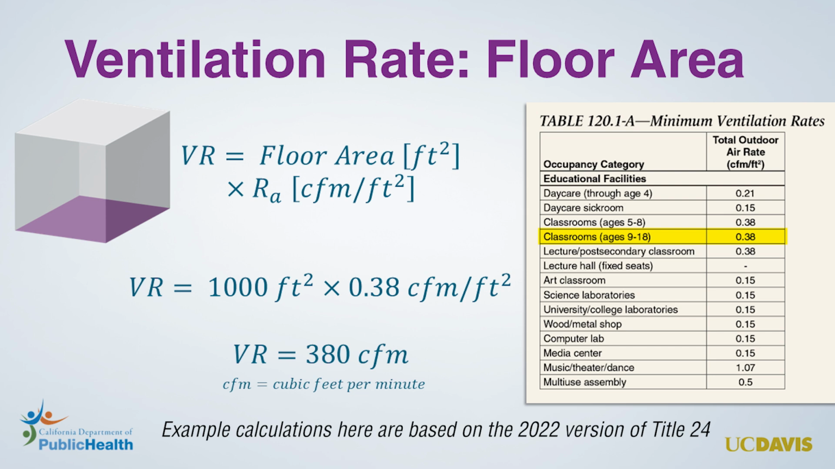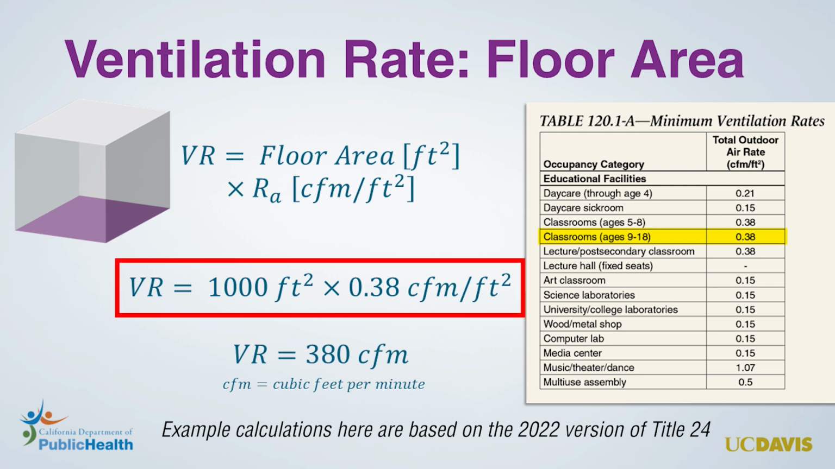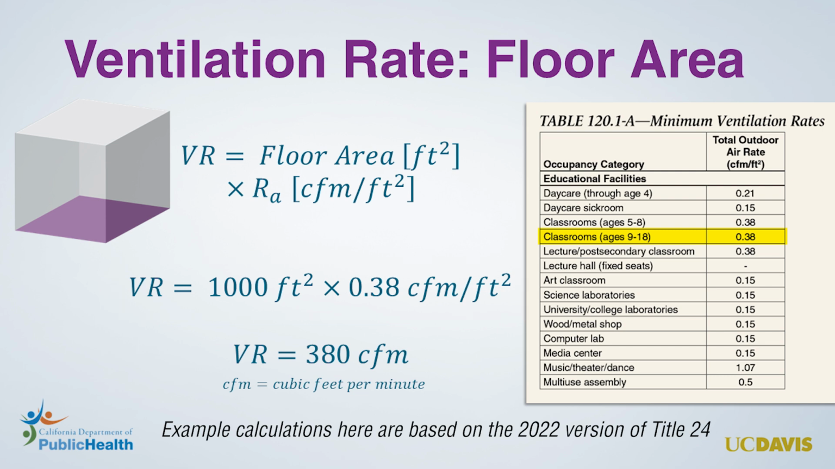To determine the minimum ventilation rate for the floor area, multiply 1,000 square feet by 0.38 cubic feet per minute per square foot. This yields a minimum ventilation rate of 380 CFM, based on floor area. The term CFM refers to cubic feet per minute of outdoor air delivered to the space.